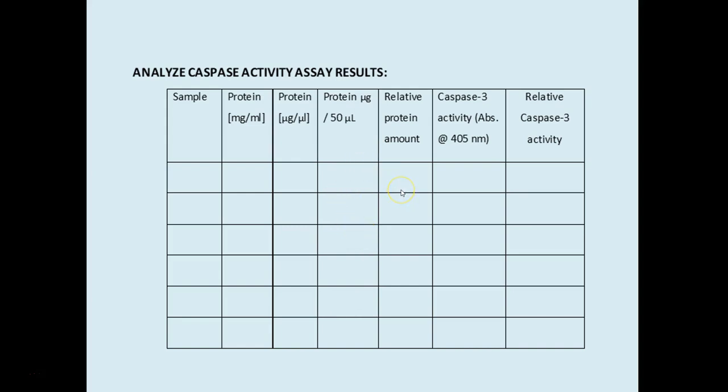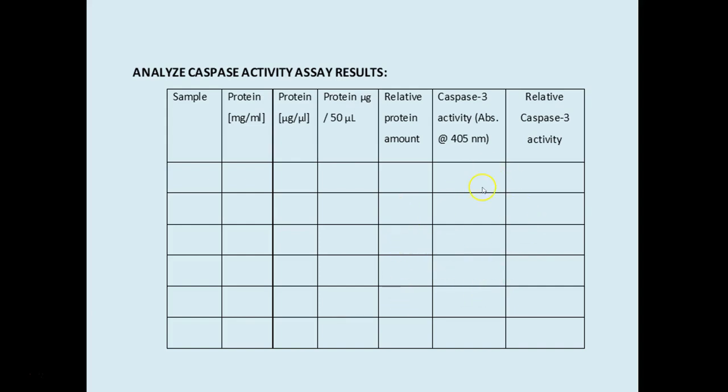Next, you will look at relative protein amount. To calculate relative protein amount, you are going to divide all your 4 numbers by the number in the top untreated well. The untreated number should become 1 because that's going to be considered our baseline, and then everything else is going to be above or below 1 depending on if you had more or less protein than your untreated control in a given sample.